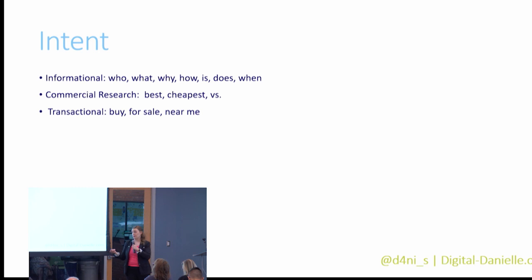Transactional is like they're ready to buy. So buy, you know, buy online, buy Toyota Tacoma, for sale, or near me, those indicate transactional. And near me, like I said, is transactional, also local, right? It's going to get that local intent. Navigational. These are typically where they're just trying to get to a specific page. So they're typically branded terms.